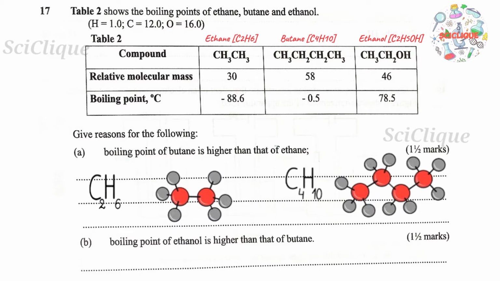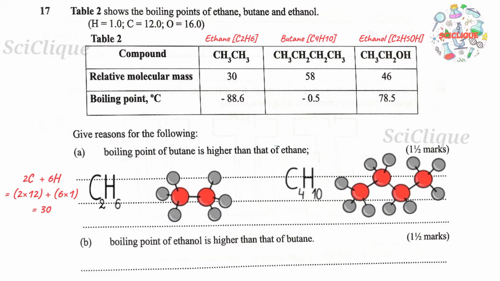Let's look at the first one, ethane. Ethane has the formula of C2H6. So if we want to calculate the molecular mass of ethane, all we need to do is just sum up the relevant atomic masses. So carbon has RAM of 12. How many carbon atoms are there? 2. That gives us 24. Hydrogen has the RAM of 1. How many atoms of hydrogen are there? 6. So 24 plus 6 gives us 30.